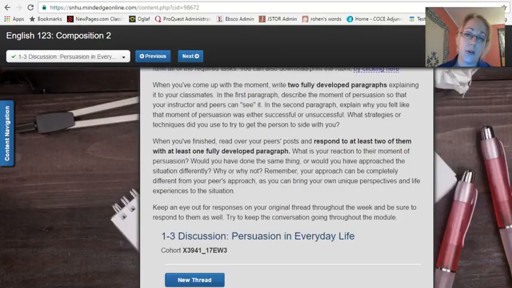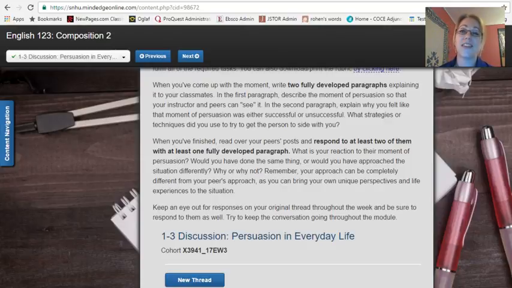In that first paragraph, or in the first section, we want to make sure that we are describing that moment. Tell us about it. Bring us into that moment so that we can see it. In that second paragraph, explain why you felt that moment of persuasion was successful or not successful. What strategies or techniques did you use to try to get that person to side with you?